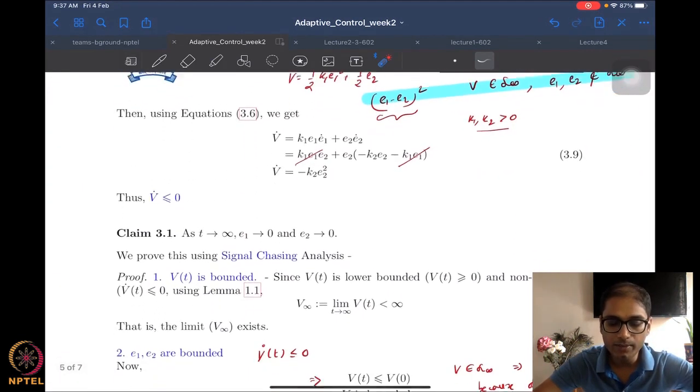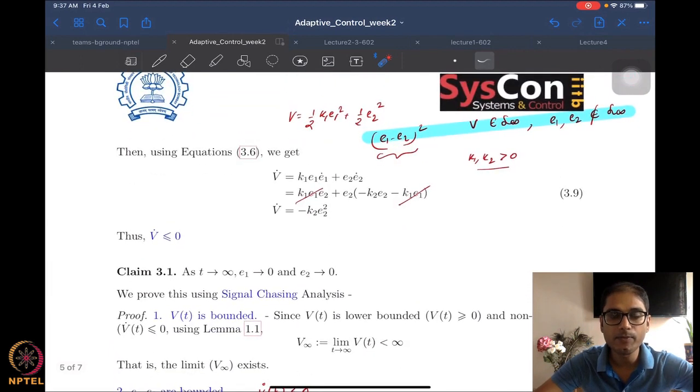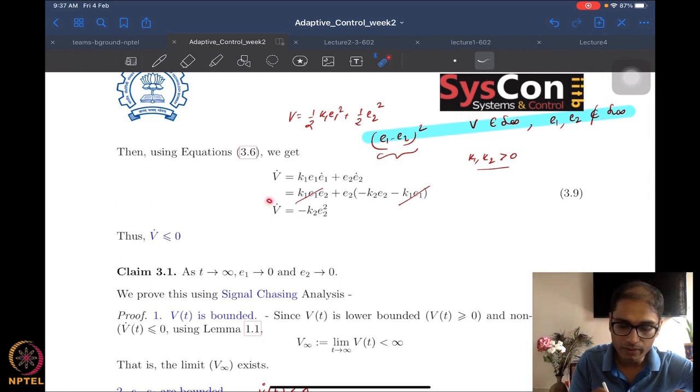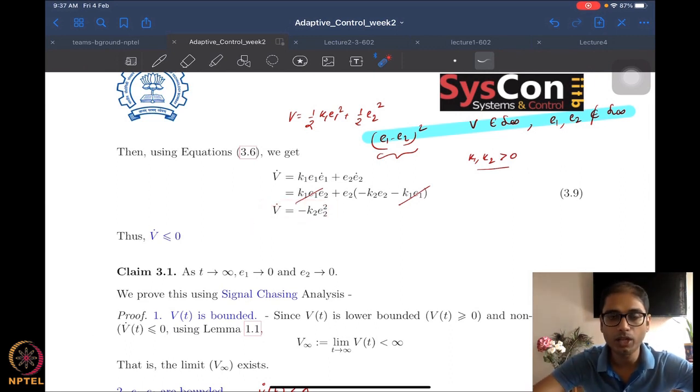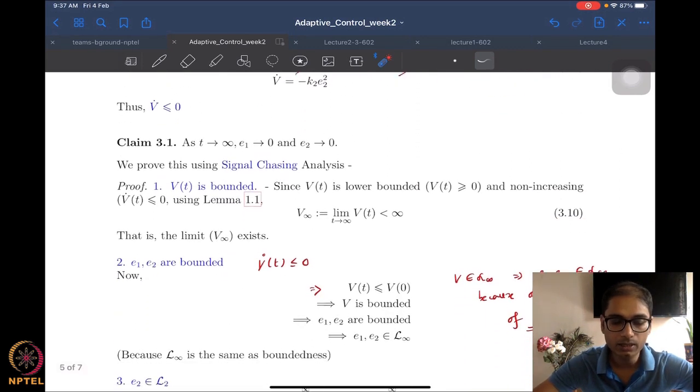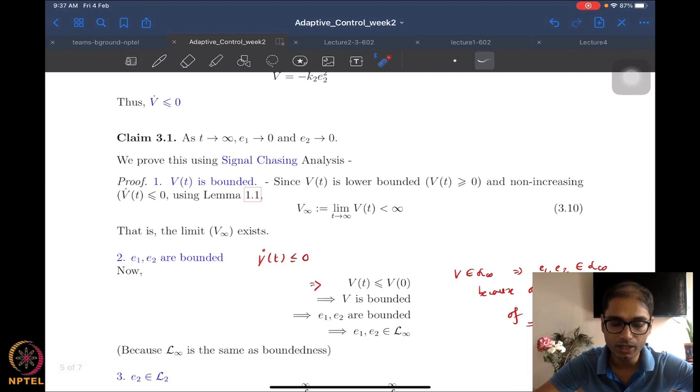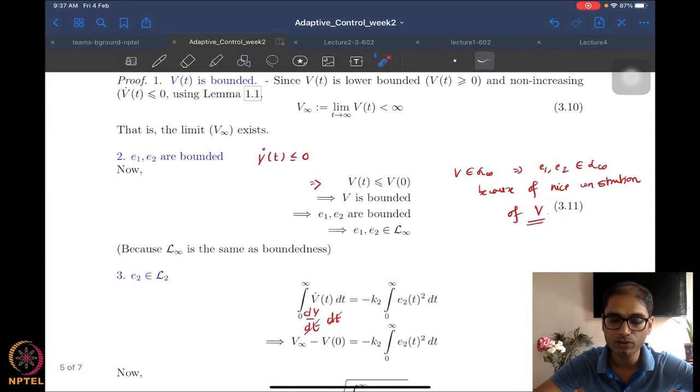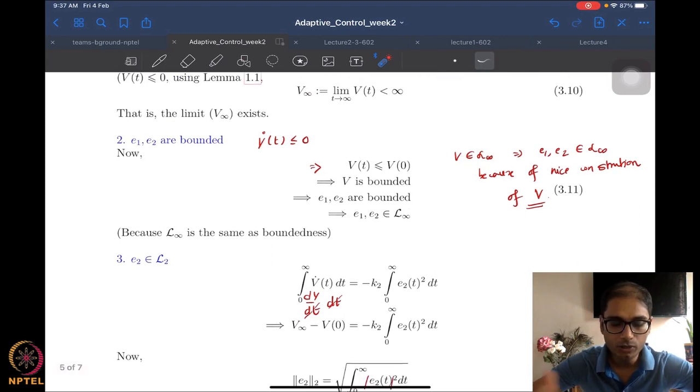So we did a few steps. We took the derivative of the candidate potential function, and we found that the derivative was less than or equal to zero, while the potential function was greater than or equal to zero. Using this, we started our signal chasing analysis. The first step was to show that V infinity, that is, the limit as t goes to infinity of V(t), exists and is finite. The second step was to show that all the closed loop signals, that is e1 and e2 in this case, were bounded.